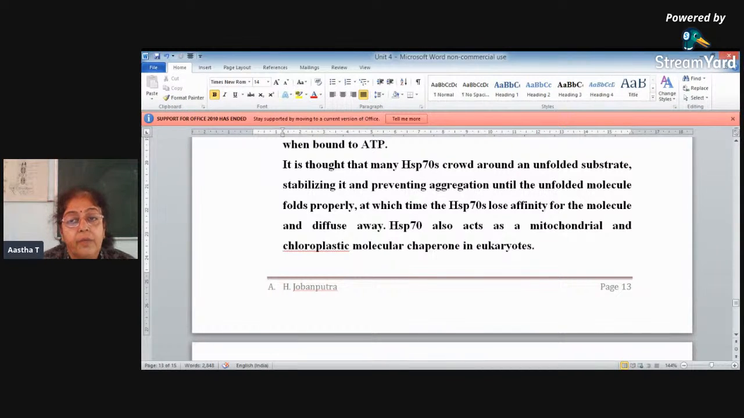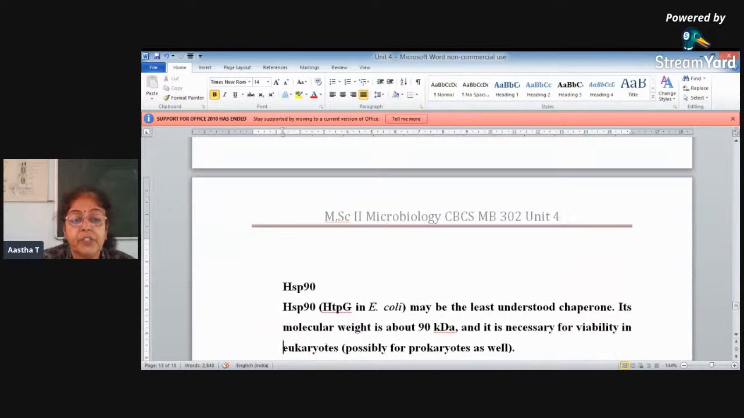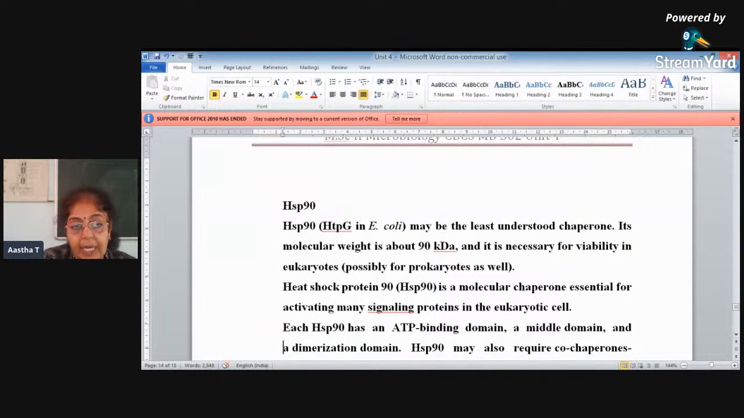So when the correct folding takes place, HSP70 proteins lose their affinity for that particular substrate and go away from the substrate. HSP70 also acts as a mitochondrial and chloroplastic molecular chaperone in eukaryotes. So they play a significant role in mitochondrial proteins as well as chloroplast proteins, and help in stabilization of mitochondria and chloroplast.